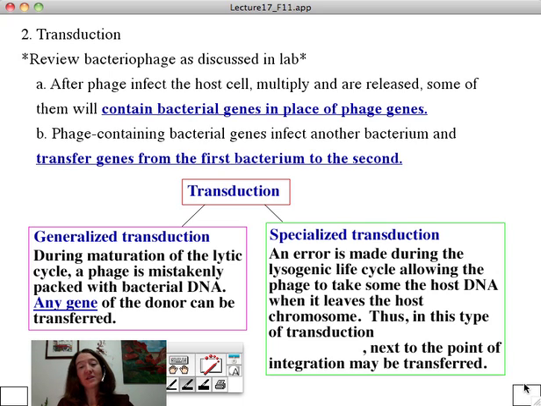So let's read through this. An error is made during the lysogenic life cycle, allowing the phage to take some of the host DNA when it leaves the host chromosome.